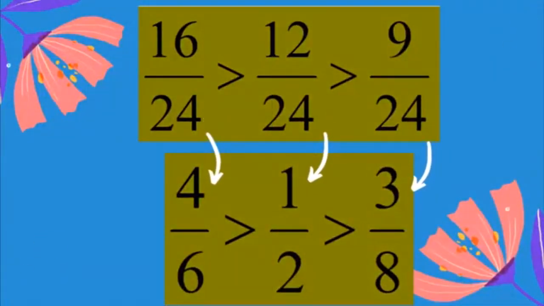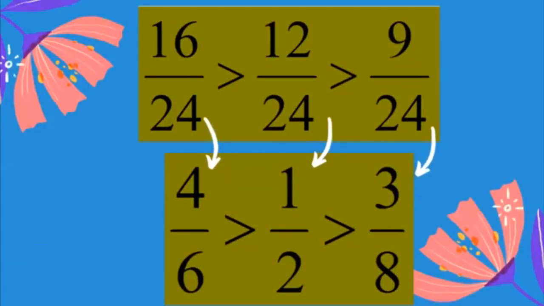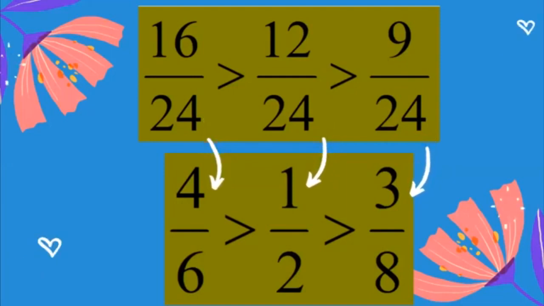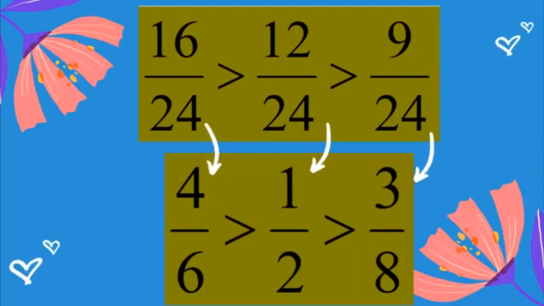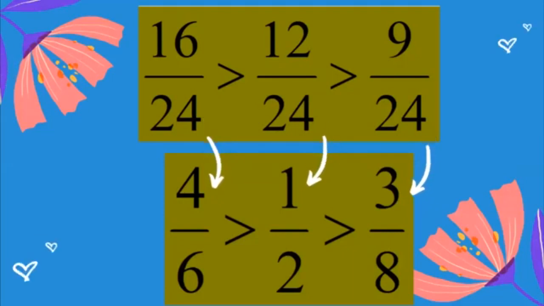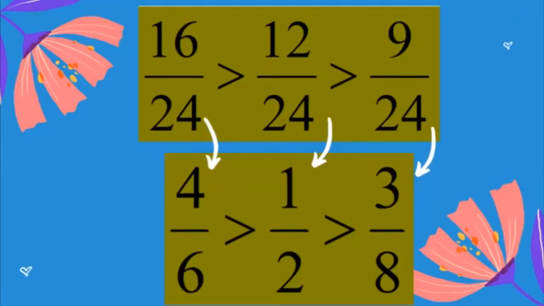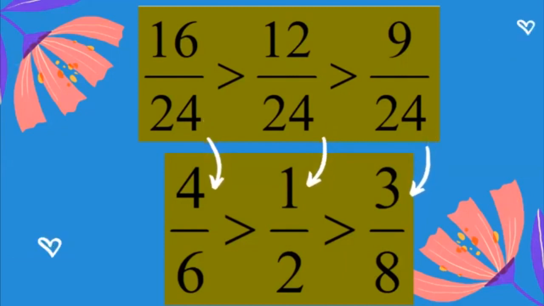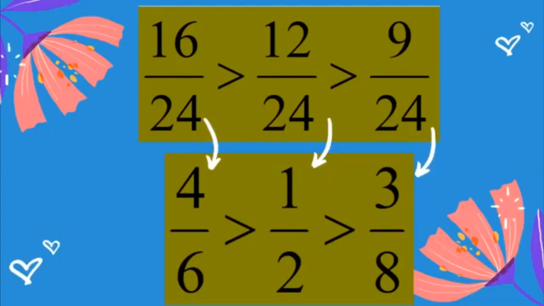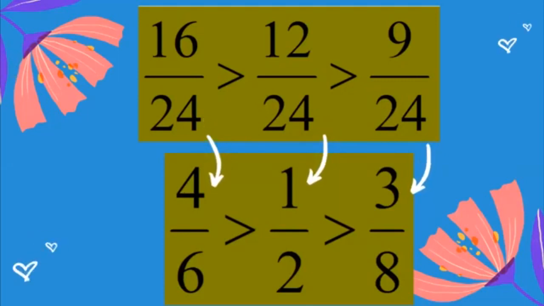Now we have the same denominators. We can arrange the fractions from the greatest to the least. So the greatest fraction is 16 over 24, then 12 over 24, and the least is 9 over 24. So 16 over 24 is the same as 4 over 6, 12 over 24 is the same as 1 over 2, and 9 over 24 is the same as 3 over 8. So that's how you can order the fractions from the greatest to the least.